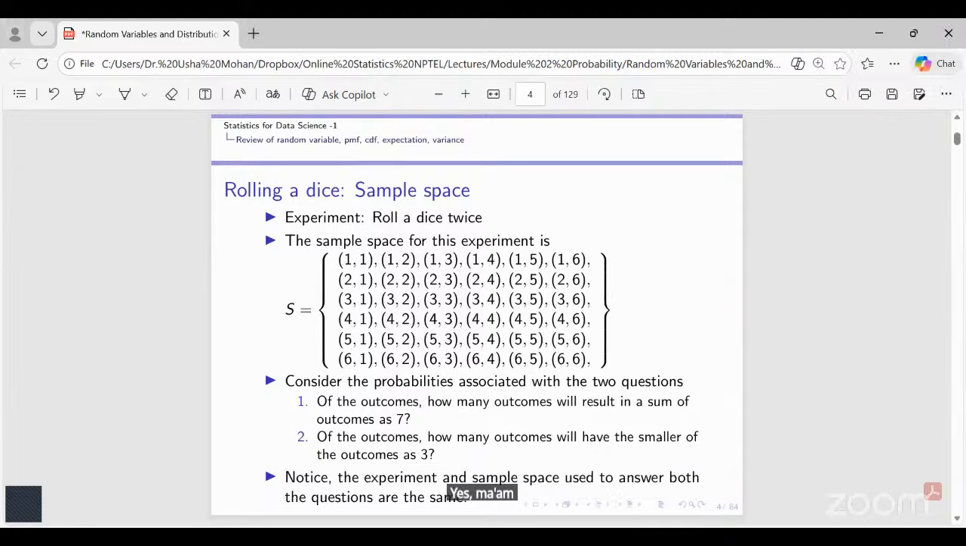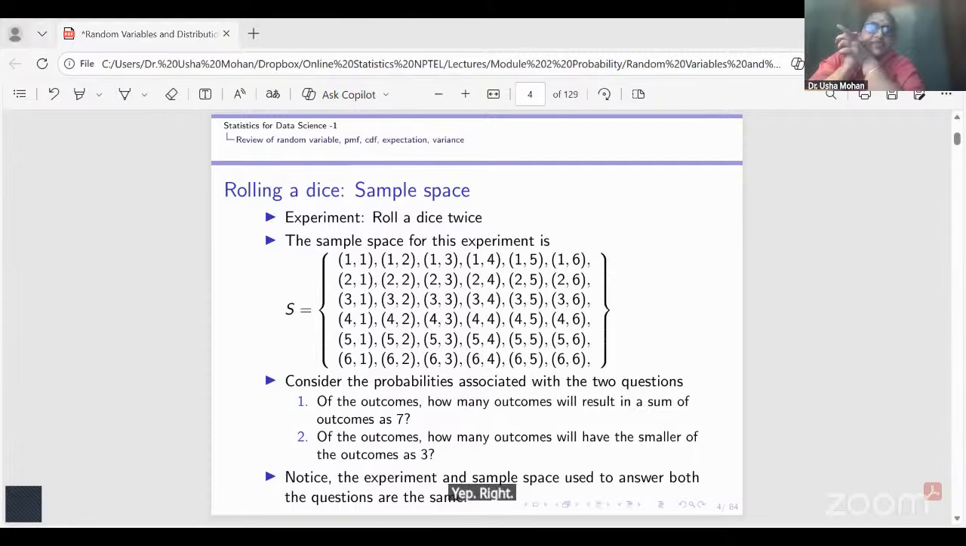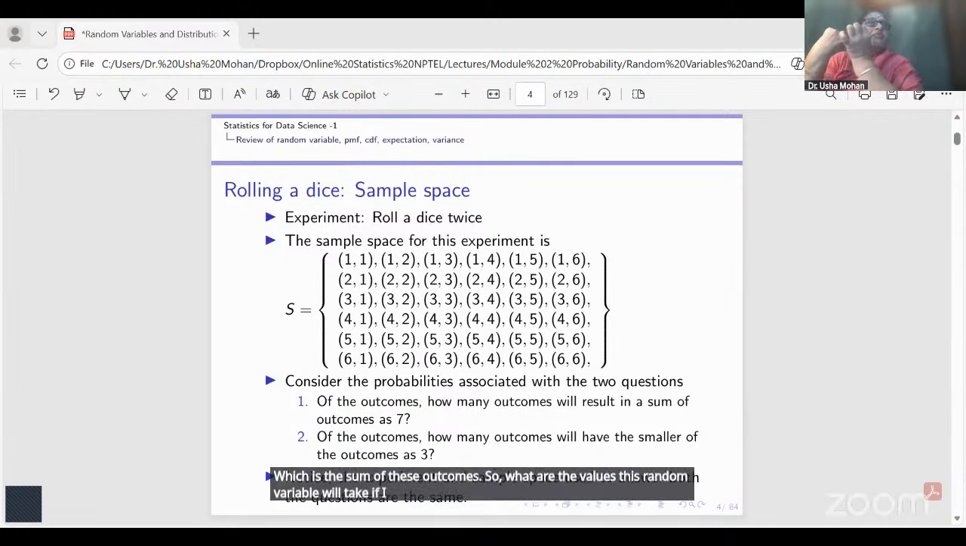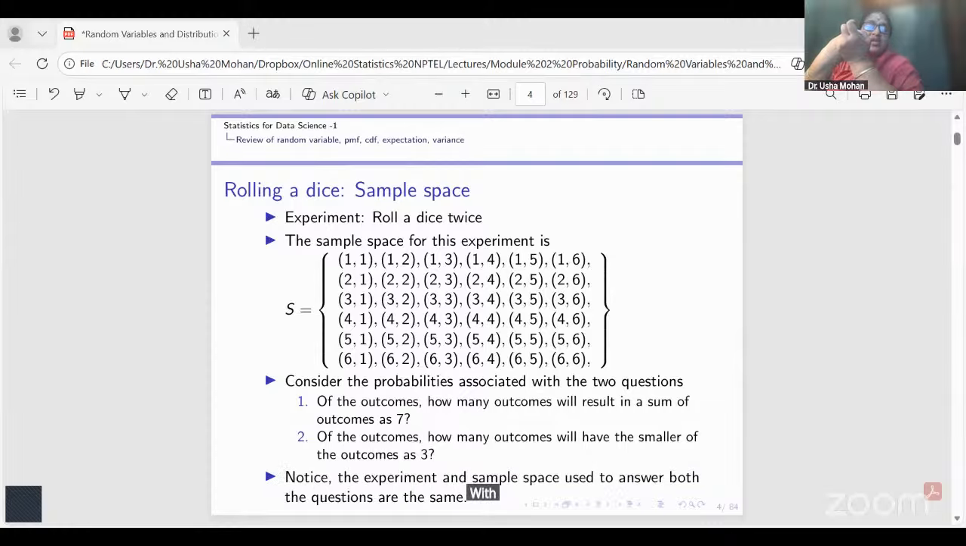Right. Now, of these outcomes, I'm interested in a random variable, which is the sum of these outcomes. So what are the values this random variable will take? If I define a random variable which is the sum of the outcome, what is the value associated with (1, 1)? It is 2. With (1, 2), it is 3. (1, 3), it is 4. With (1, 6), it is 7. Again, (2, 5), it is 7. With (6, 6), it is 12.